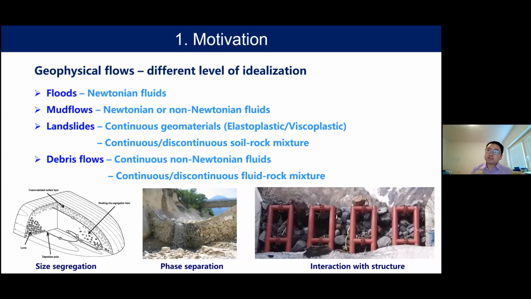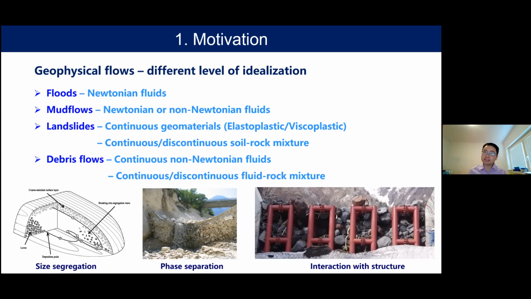So we have different types of geophysical flows, and from a modeling point of view, we can have different levels of idealization. For example, if it's flat, it can be sufficiently modeled using Newtonian flow models. And if it's mud flows, which means that it is more or less homogeneous, more or less continuum, then we can just use a non-Newtonian fluid model or Newtonian fluid model to sufficiently model this kind of flows.